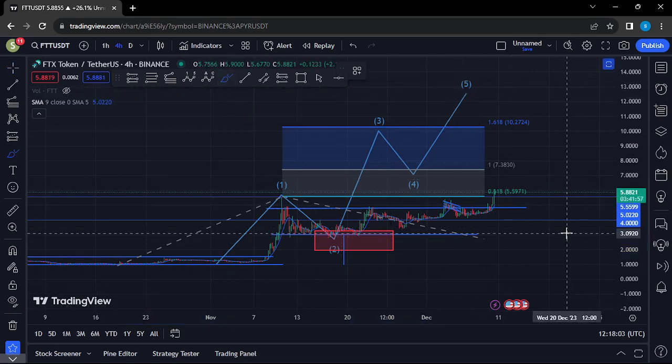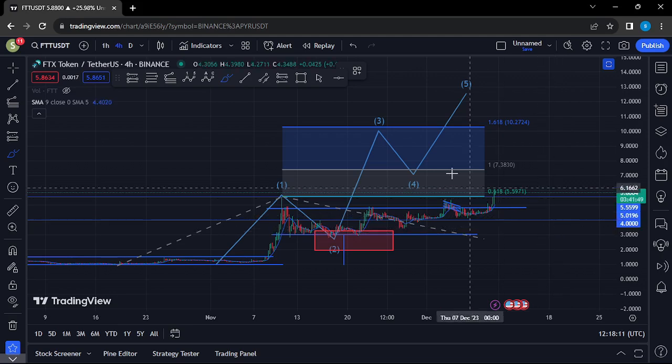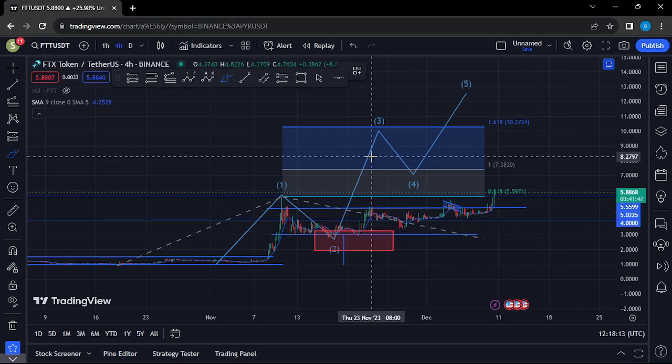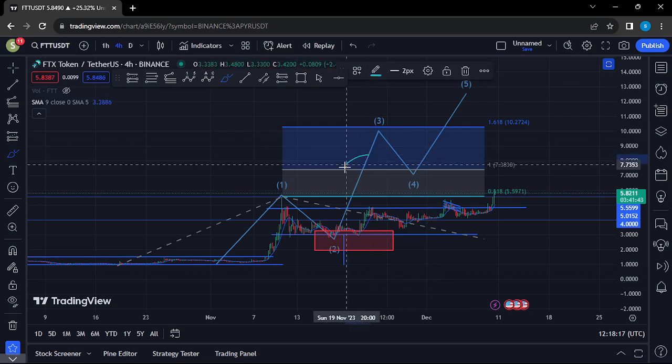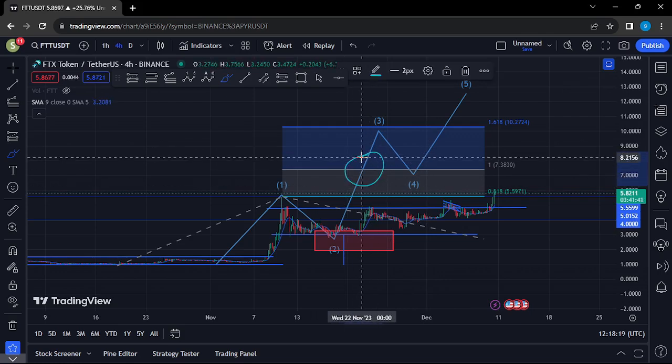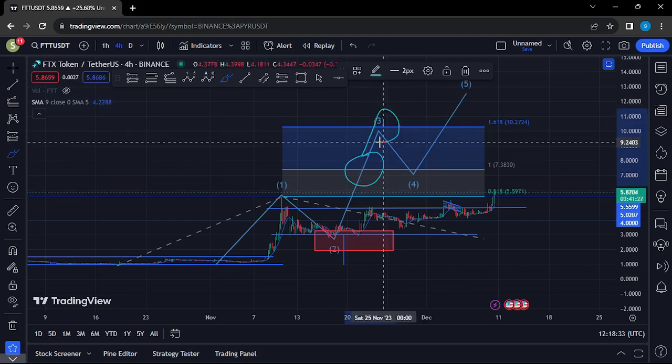As long as we continue holding above the $5.5 mark and continue seeing higher prices get above the $6 mark, my next target area that I'm watching out for lies at the $7.38 mark. And on a break above the $7.38 mark, I will be expecting FTT to give us another massive push, and at some point break above the $10 in the next coming hours.